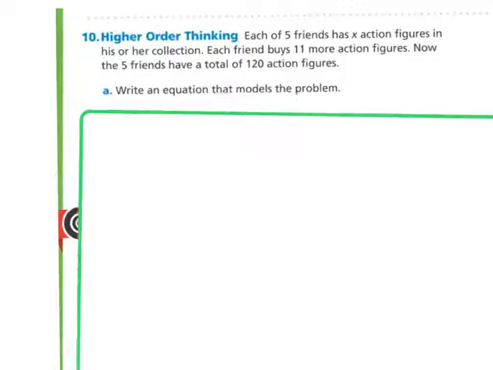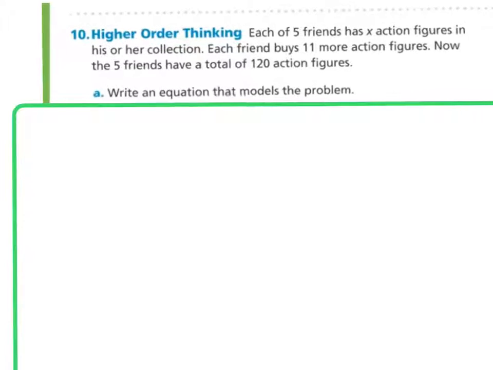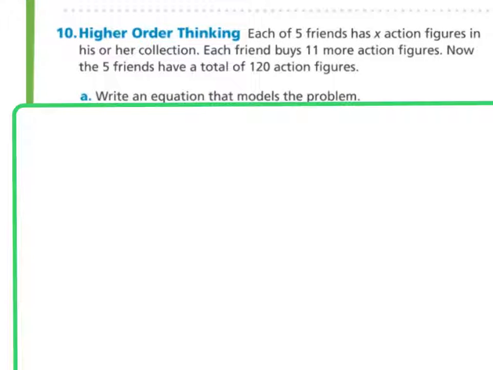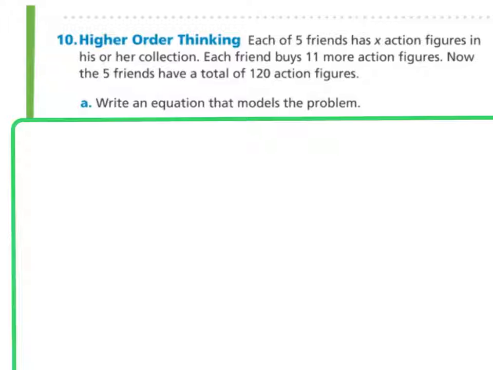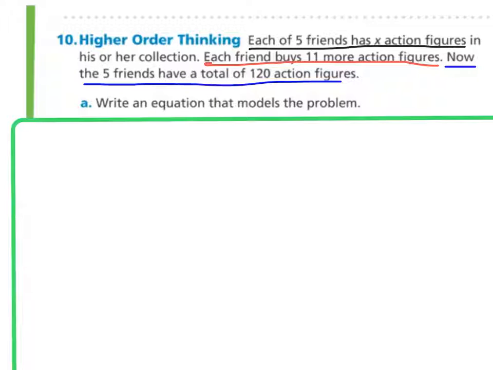Look at number 10. Each of 5 friends has X action figures in his or her collection. And each friend buys 11 more action figures. And now they have a total of 120 action figures. So they want us to write an equation that models this problem. So 5 friends, each has X action figures. That means 5X action figures.